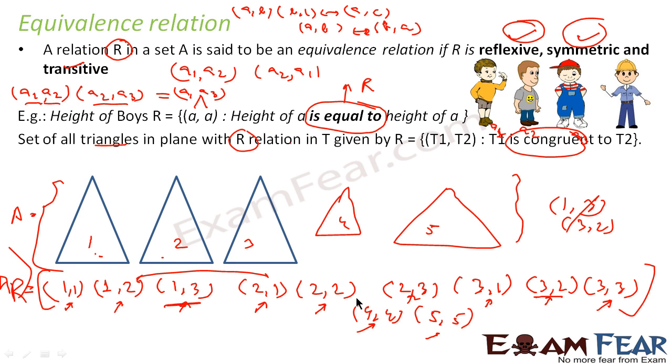1 3 is there. Similarly, if you do for others also, you will find that this is transitive, because if you take any two values and combine, this value is also part of this relation. So in this example, the relation is reflexive, symmetric, and transitive. So this is an example of equivalence relation.